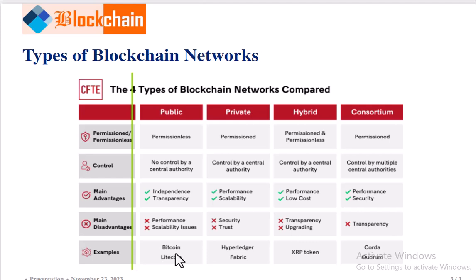The examples of the public blockchain network are Bitcoin and Litecoin. The example of a private blockchain network is Hyperledger Fabric. The hybrid blockchain network example is XRP token, and examples of consortium network are Corda and Quorum.